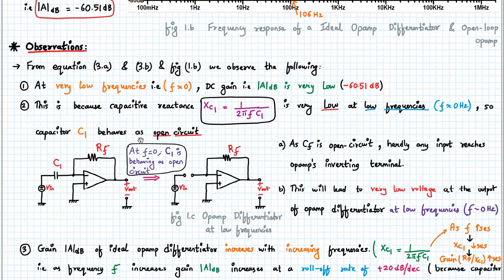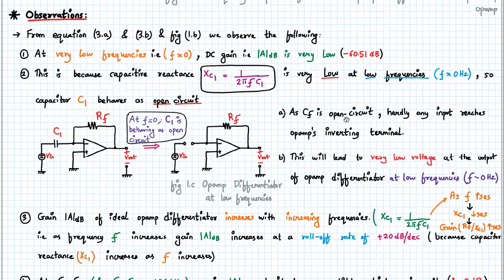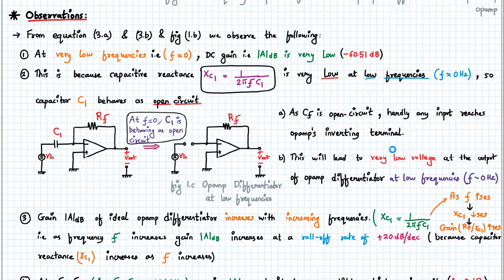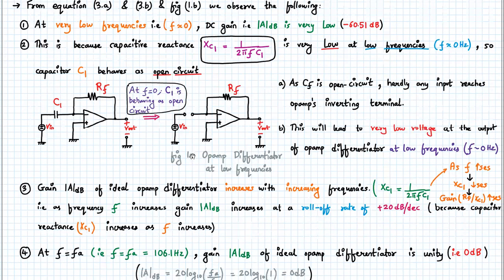So what will happen? The capacitor will behave as an open circuit, because the impedance offered by the capacitance is very high. So C1 is behaving as an open circuit. As C1 is an open circuit, hardly any input is reaching the op-amp's inverting terminal. This will lead to a very low voltage at the output of the differentiator at low frequencies. So that's why we get this low number, minus 60.51 dB, at very low frequencies. Okay, so this is the op-amp behavior at low frequency.